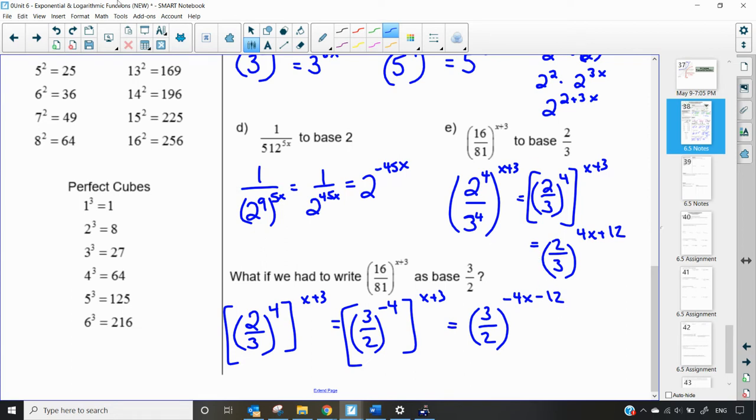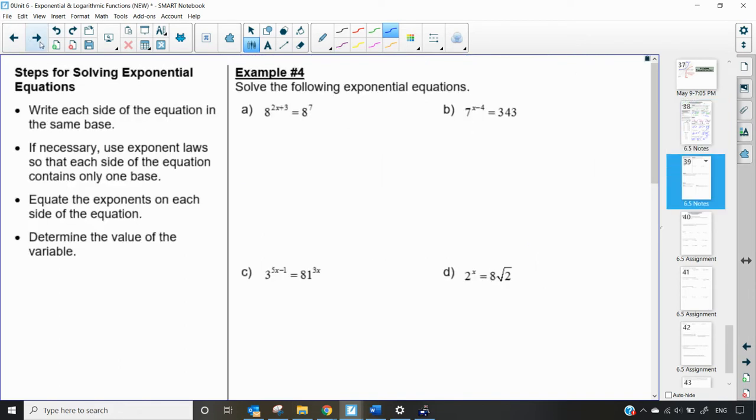All right, so let's look at some examples that specifically relate to solving equations. If I want to solve exponential equations, the first thing I'm going to do is write each side of the equation in the same base. There are going to be questions coming up in future lessons where we can't write using the same base, and that's when we're going to get into logarithms. But right now, all of the questions that you're going to see in this lesson can be written with the same base. If necessary, use your exponent laws so that each side of the equation contains only one base.